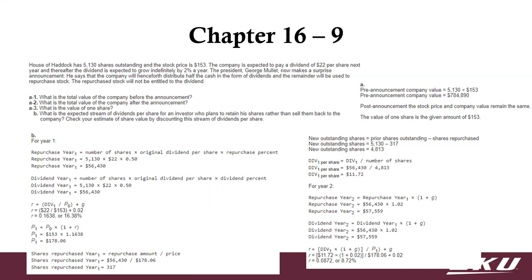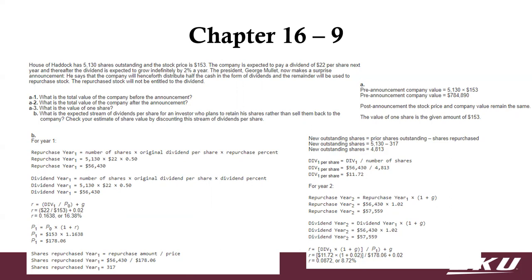And so as far as the valuation for part A, you see the pre-announcement value. Post-announcement, we know it's going to remain the same, and so you see that the value of the share would remain the same. Part B is a little more complicated. What's the expected stream of dividends per share from an investor who plans to retain his shares rather than sell them back? So for year 1, you see they're doing that repurchase, and you see how we calculate the dividend for year 1.